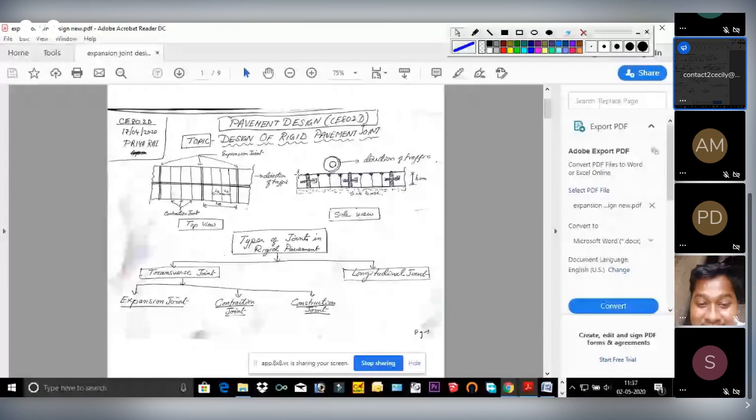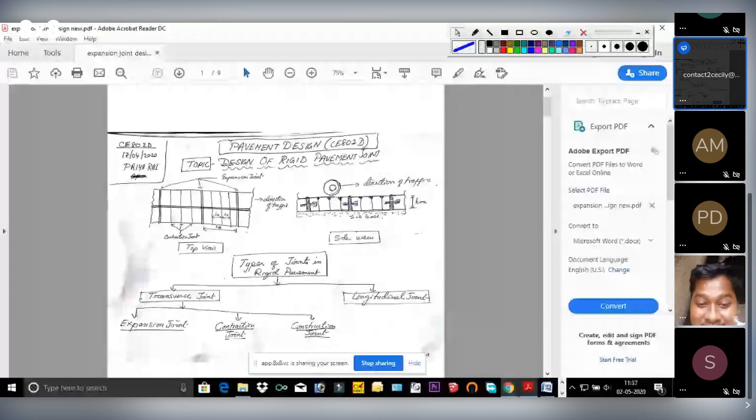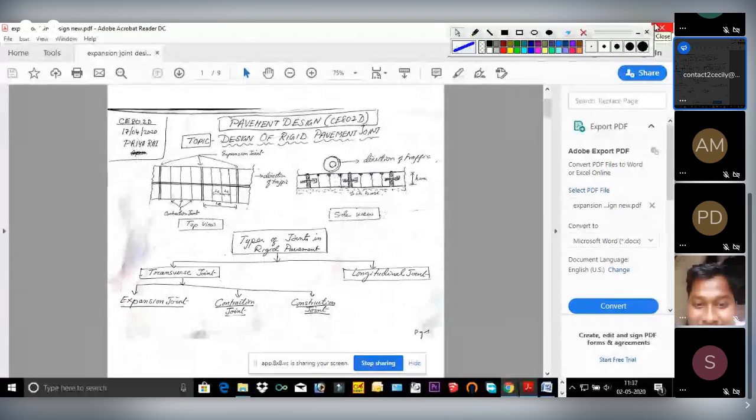Okay. So today's topic is on, what was today's topic? Before joining, did you see the post? It is on the design of expansion joint. Okay. Design of expansion joint in a rigid pavement.